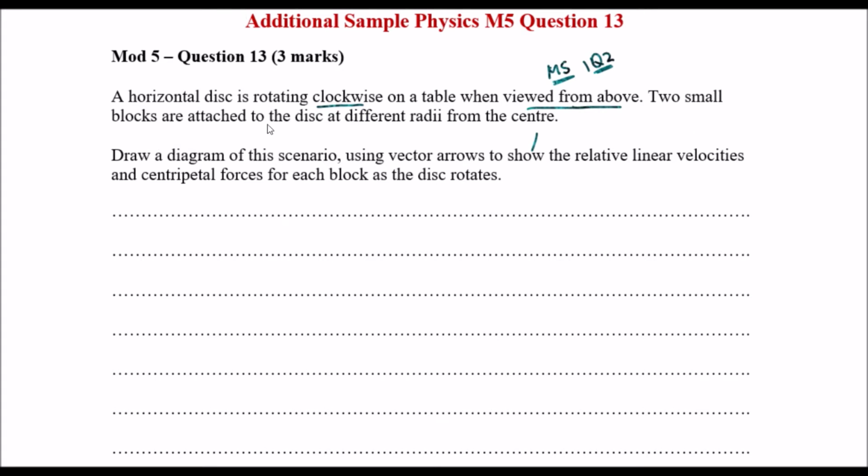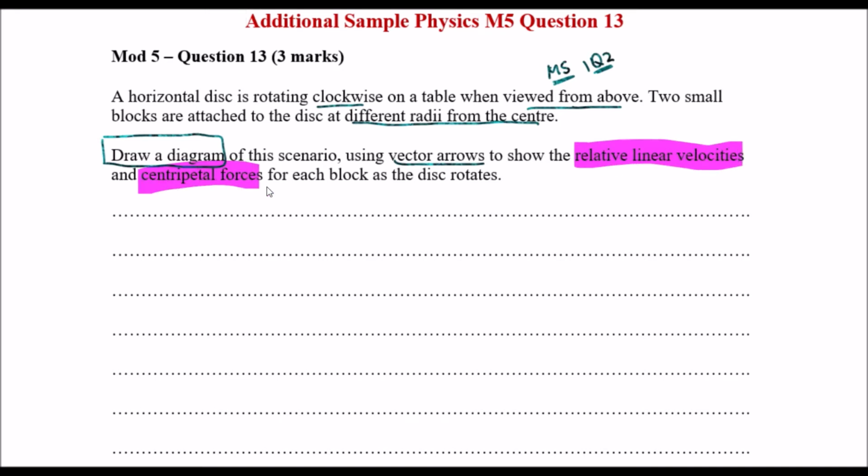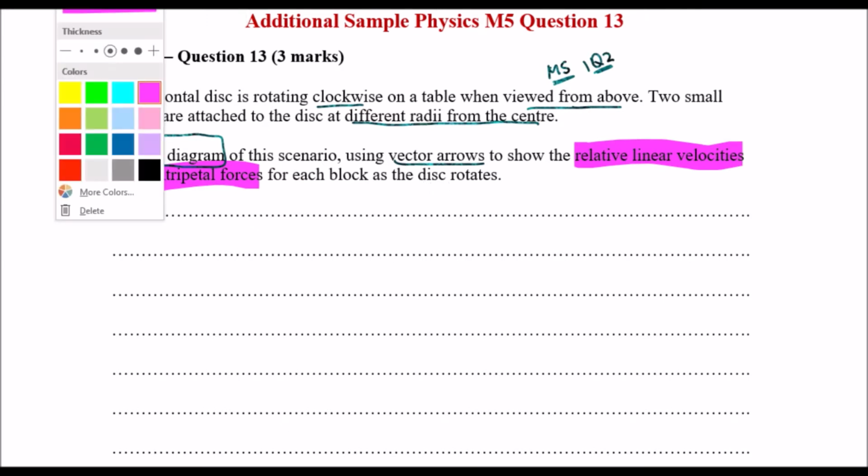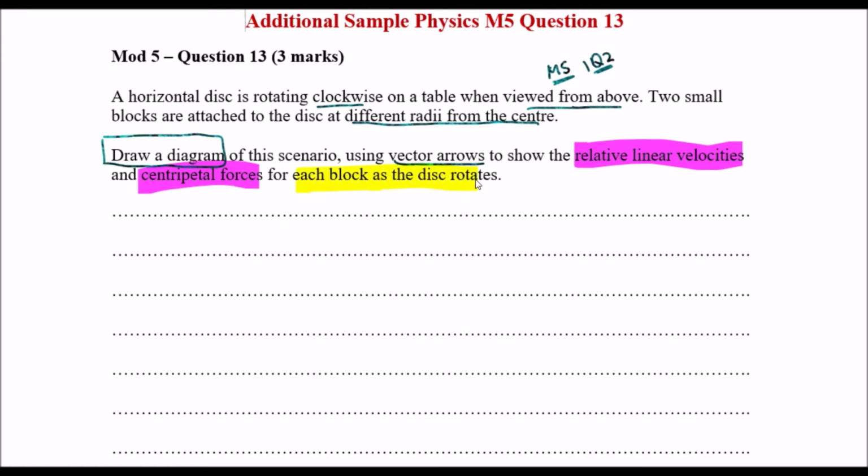Two small blocks are attached to the disk at different radii from the center. Draw a diagram of this scenario using vector arrows to show the relative linear velocities and centripetal force. We want to show the linear velocities and centripetal forces for each block as the disk rotates. That's our priority here.